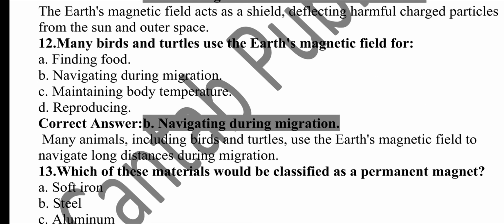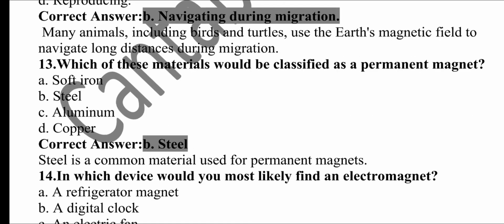Question number 12. Many birds and turtles use the Earth's magnetic field for: option A, finding food; option B, navigating during migration; option C, maintaining body temperature; option D, reproducing. So the correct option is B, navigating during migration. Many animals, including birds and turtles, use the Earth's magnetic field to navigate long distances during migration.